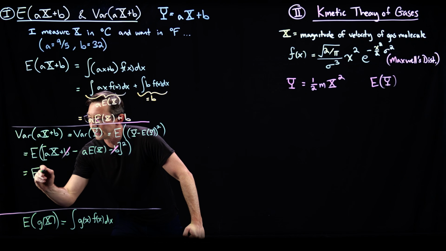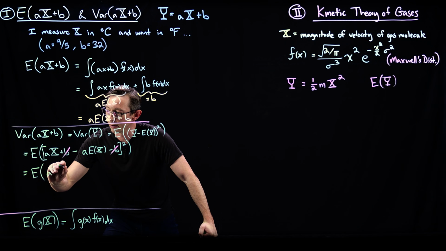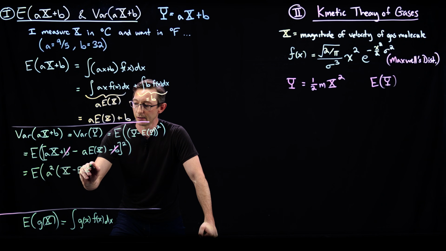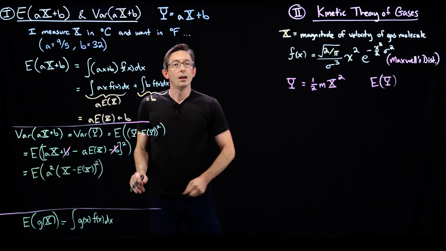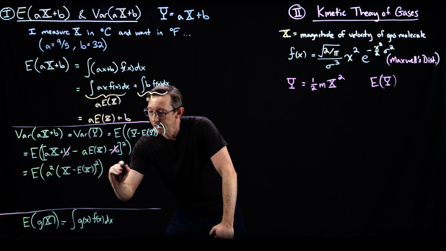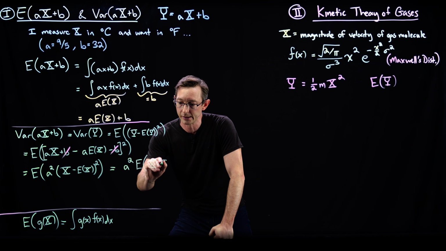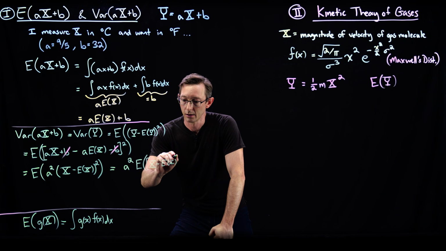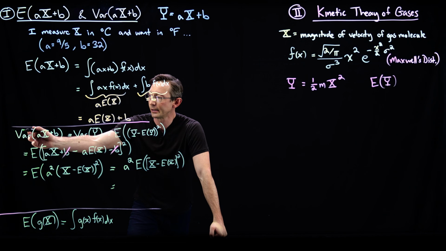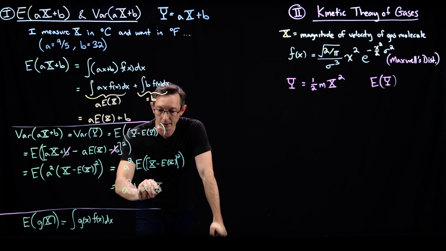And I can write that as expectation. I'm just going to pull out this factor of a squared times x minus the expectation of x, quantity squared. A property of expectation values is that I can pull out constants. So this equals a squared times the expected value of x minus its expectation, quantity squared. This is just the variance of x. So this means that the variance of y is equal to a squared times the variance of x.